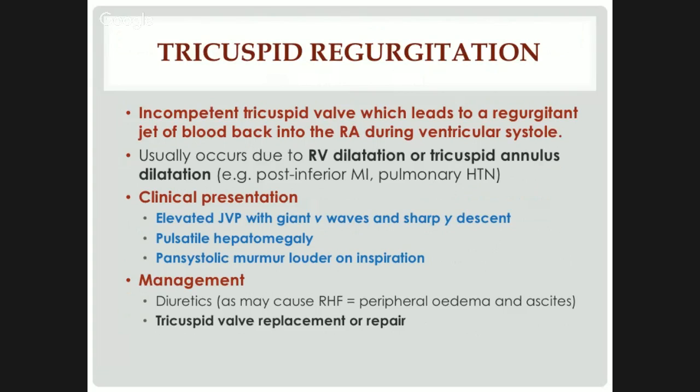You get pulsatile hepatomegaly. Blood goes back out the right atrium, down into the inferior vena cava, which will cause the liver to become pulsatile. And you've got a pansystolic murmur. Remember, to distinguish this from mitral regurgitation, it doesn't have any radiation to the axilla.